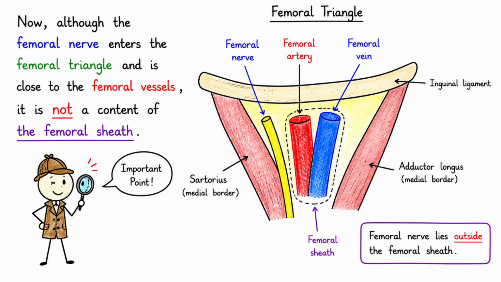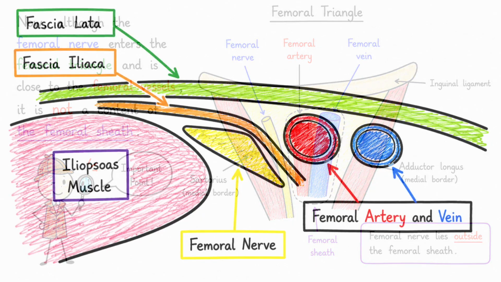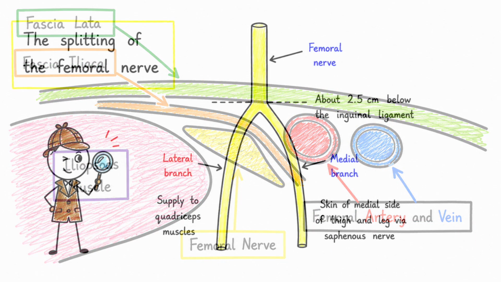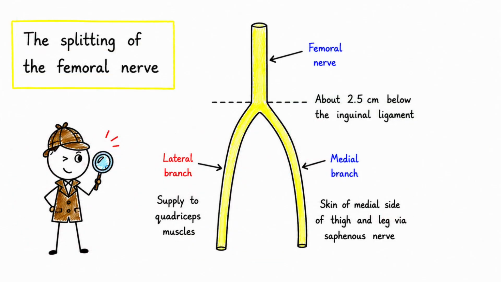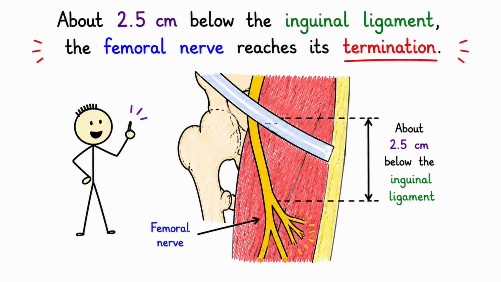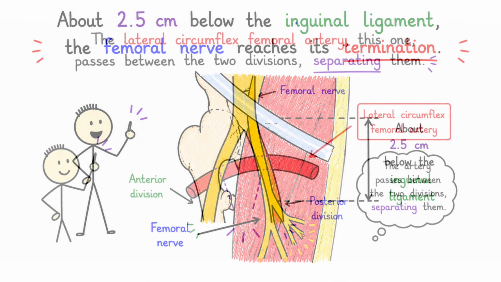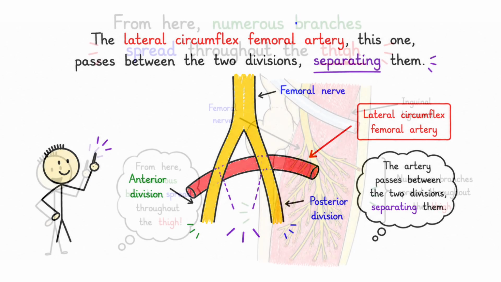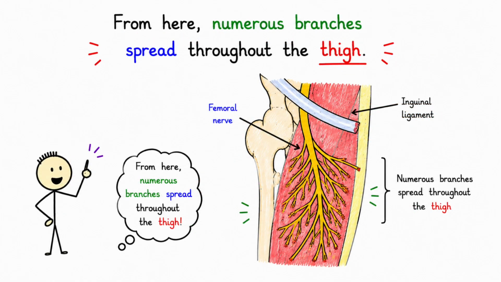Now, although the femoral nerve enters the femoral triangle and is close to the femoral vessels, it is not a content of the femoral sheath. As you can see here, the femoral nerve lies outside the sheath behind the fascia iliaca. The splitting of the nerve. About 2.5 cm below the inguinal ligament, the femoral nerve reaches its termination. It divides into two branches, an anterior division and a posterior division. The lateral circumflex femoral artery, this one, passes between the two divisions, separating them. From here, numerous branches spread throughout the thigh.